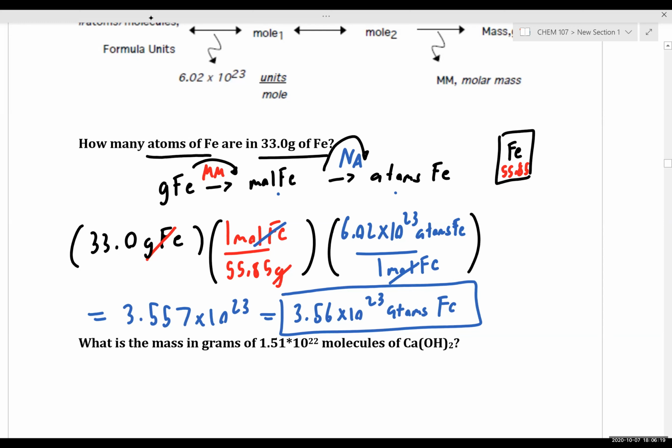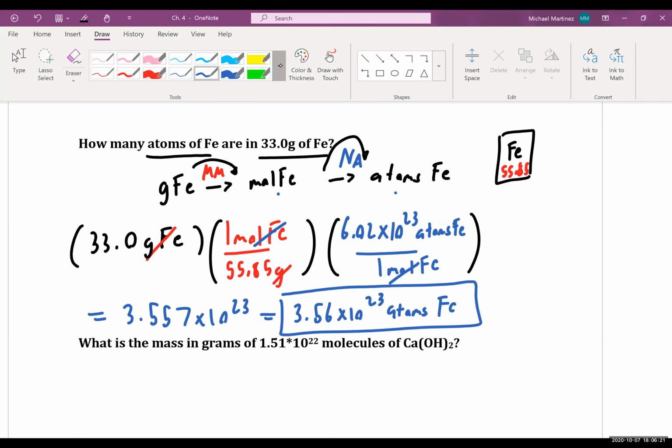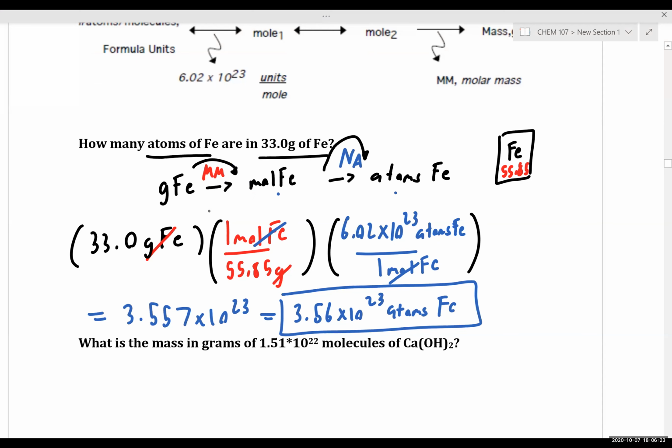Does this first example make sense? We went from grams to moles, then from moles to atoms. So we're essentially taking the 2 parts that we discussed earlier on in this lecture and combining them together. Does that make sense? Yes.